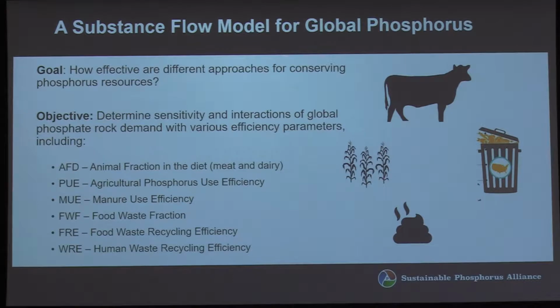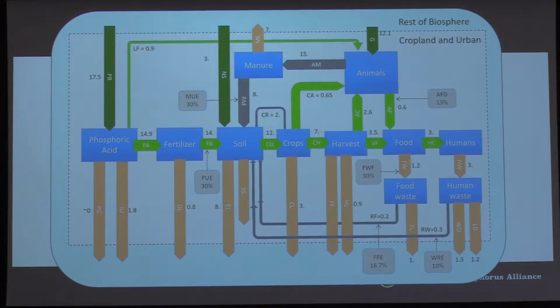encouraging limitation or even reduction in the amount of meat and dairy products in the diet, certainly improving agricultural phosphorus use efficiency, reusing manure to a greater extent, and we just heard about food waste improvements, and that's become much more of a public issue. Aligned with food waste reduction is recycling food waste and also recycling human waste. So these are all things that we can imagine that are interventions in the flow of phosphorus through our food system. So this is what we call substance flow analysis, and you've seen different forms of this, I'm sure.